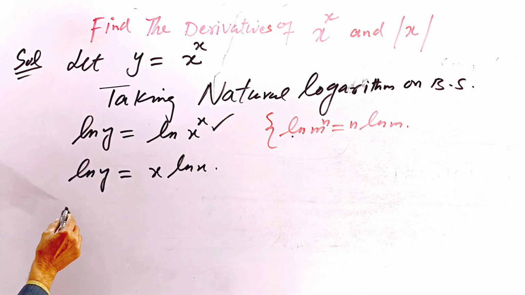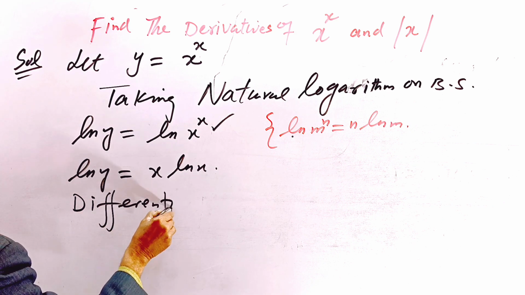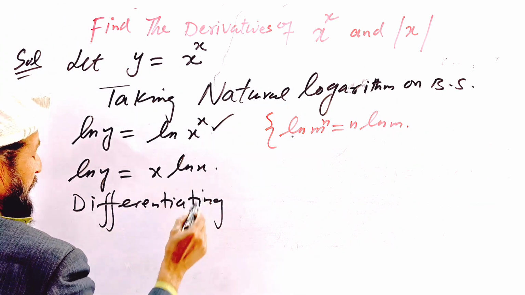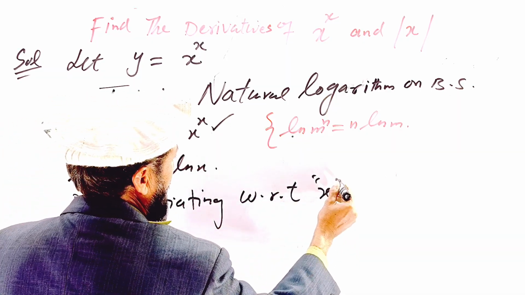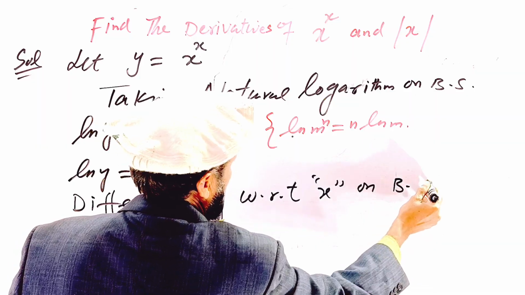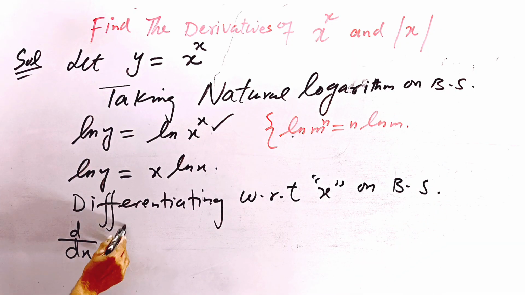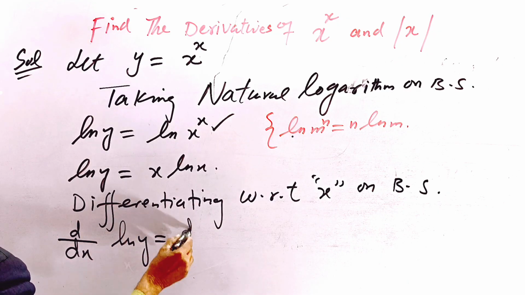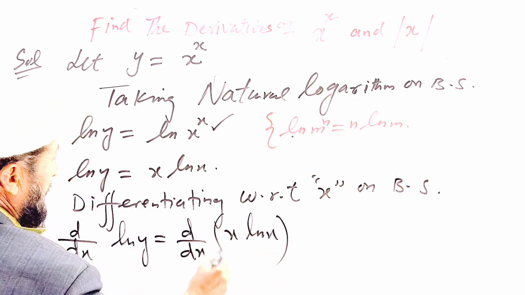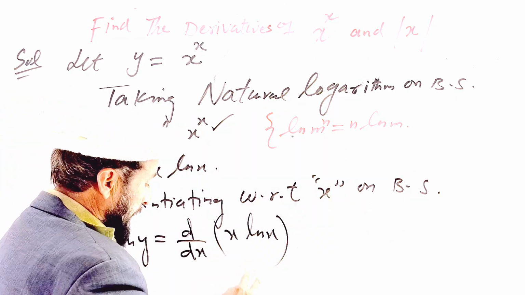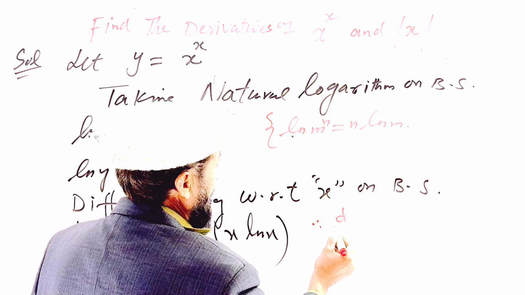Now differentiating on both sides with respect to x of this equation. So d by dx of log of y is equal to d by dx of x log of x. Here we are also using the product rule of the derivative.